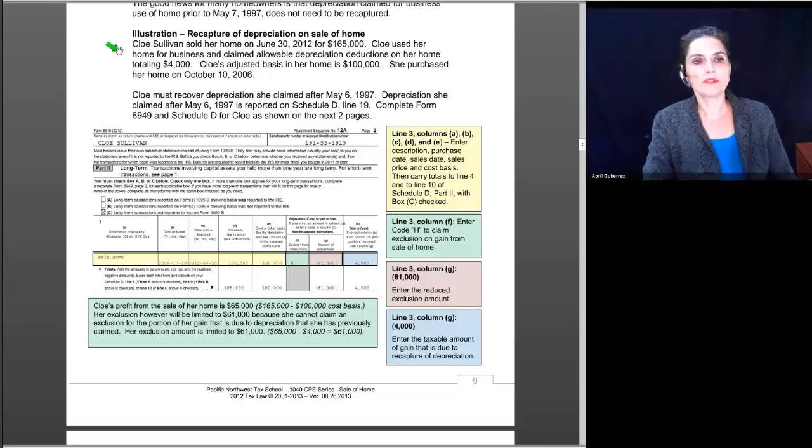Chloe used her home for business and claimed allowable depreciation deductions on her home totaling $4,000. Chloe's adjusted basis in her home is $100,000, and she purchased her home on October 10, 2006. Chloe must recover depreciation she claimed after May 6, 1997. Depreciation she claimed after May 6, 1997 is reported on Schedule D on line 19. We need to complete Form 8949 and Schedule D for Chloe as shown on the next 2 pages.